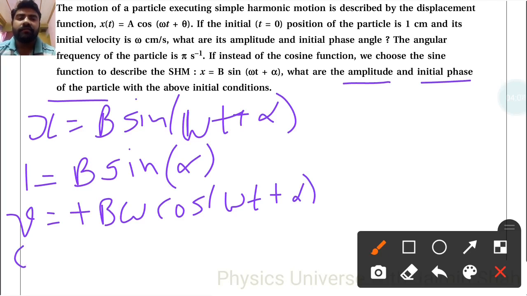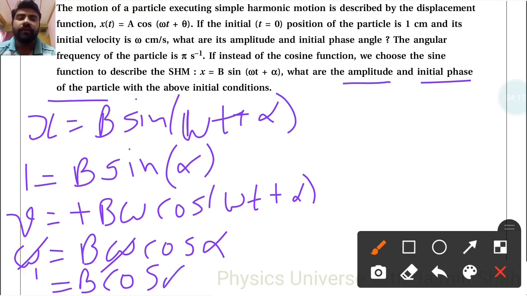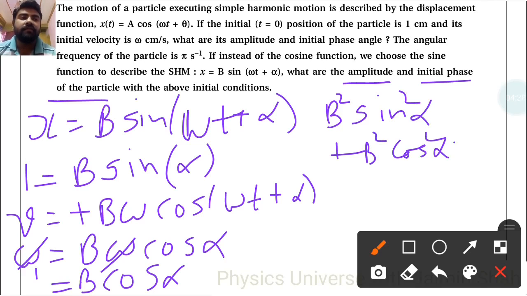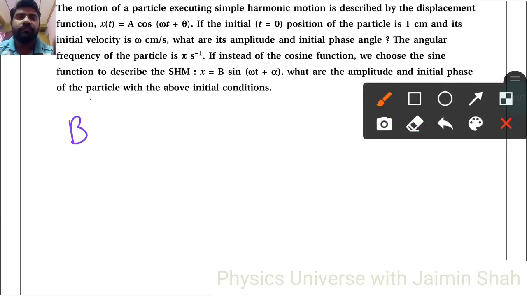Now v, earlier we discussed, is ω, so ω is equal to B ω cos, now again t is equal to 0, so only α, so ω gets cancelled out, again 1 is equal to B cos α. Now again square both the equations and sum them, so B square sin square α plus B square cos square α is equal to 1 square plus 1 square, right? B square common, sin square plus cos square is 1, so B square is equal to 2, meaning B is equal to root 2.